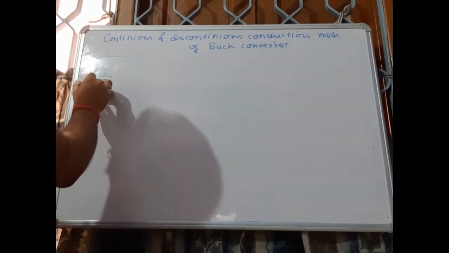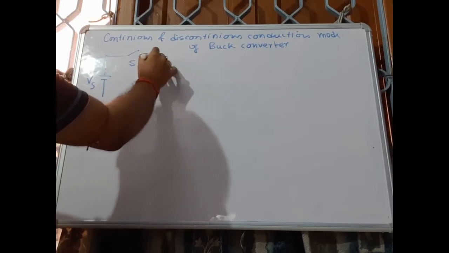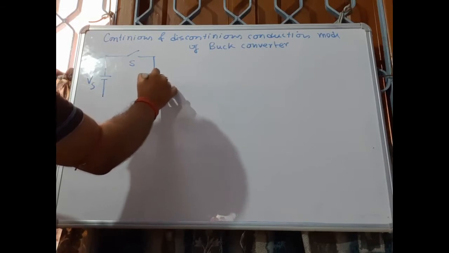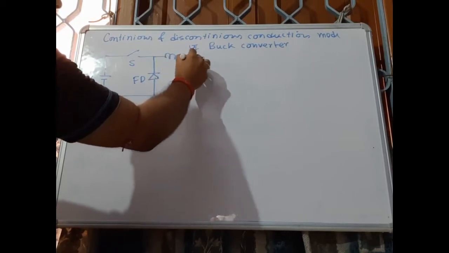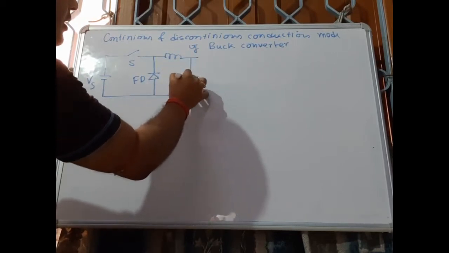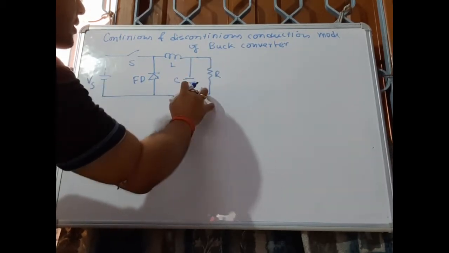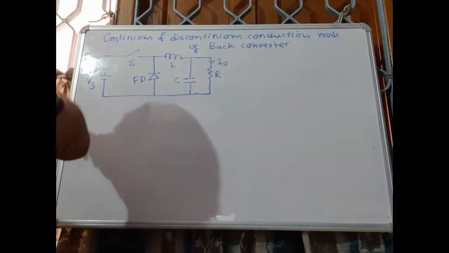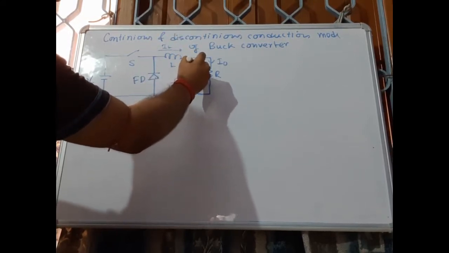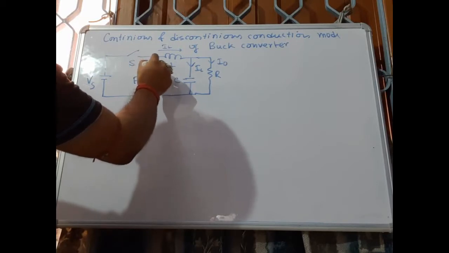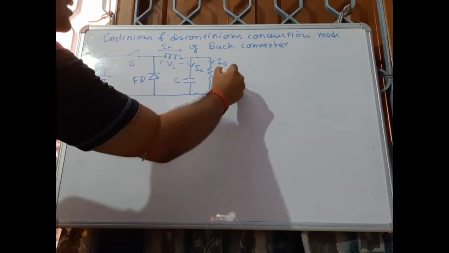We have a supply voltage Vs, and this is your switch, say S, and a free wheel diode is connected, and here is the inductor. This is the capacitor, and suppose this is the R load, and the load current is I naught. This current is IL, this capacitor current is IC, and the voltage across this inductor is VL. Okay, and the voltage across the load is V naught.